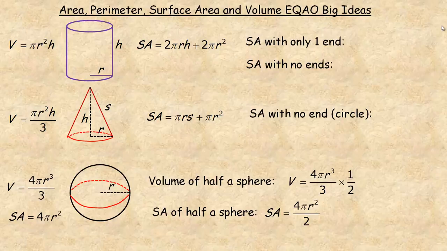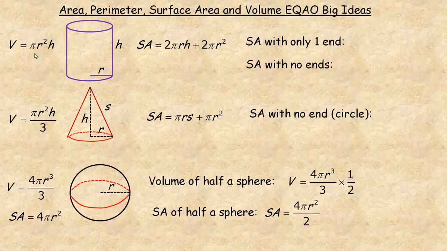So first of all, we're going to start with the cylinder. This is the volume formula for a cylinder. You need to know the height, or how long it is, and the radius of the circle on either end. And so the volume is pi r squared h, and the surface area is 2 pi r h plus 2 pi r squared. Now the 2 pi r h is called the lateral surface area. It's the area, the part around.